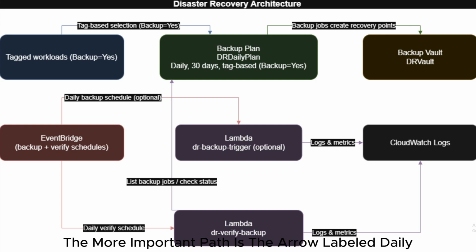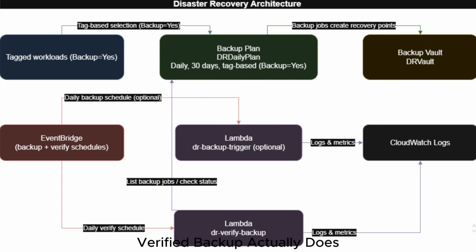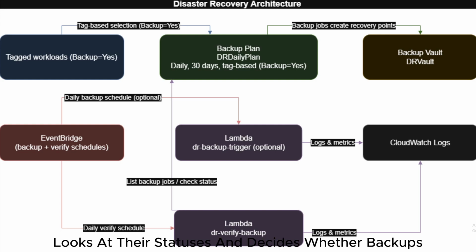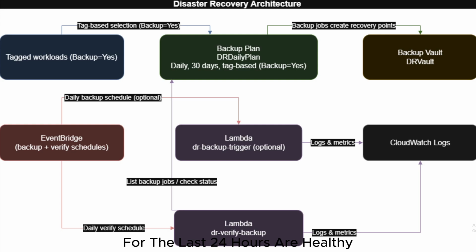The more important path is the arrow labeled Daily Verify Schedule, going into the second Lambda, DR Verify Backup. This is the health check function. EventBridge runs it once per day after the backups should have finished. The arrow labeled List Backup Jobs / check status shows what DR Verify Backup actually does. It calls the AWS Backup APIs to list recent backup jobs tied to this plan and vault, looks at their statuses, and decides whether backups for the last 24 hours are healthy.